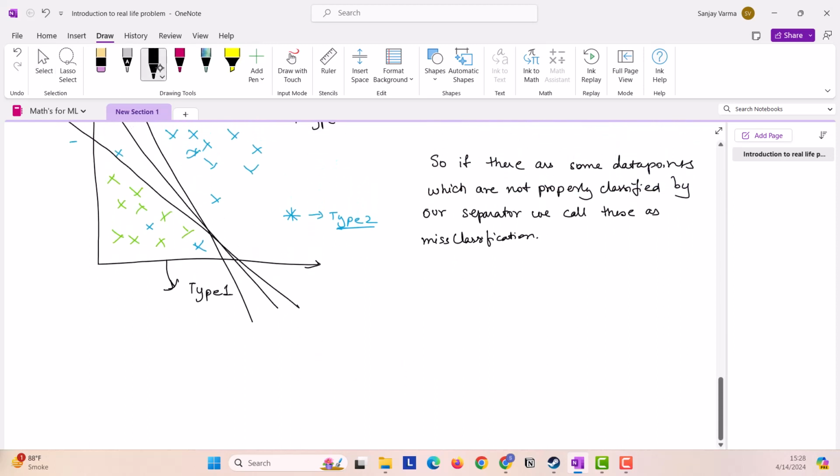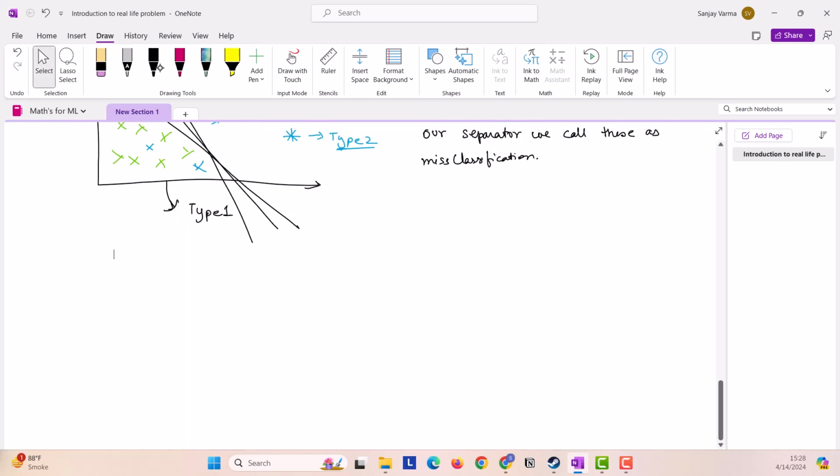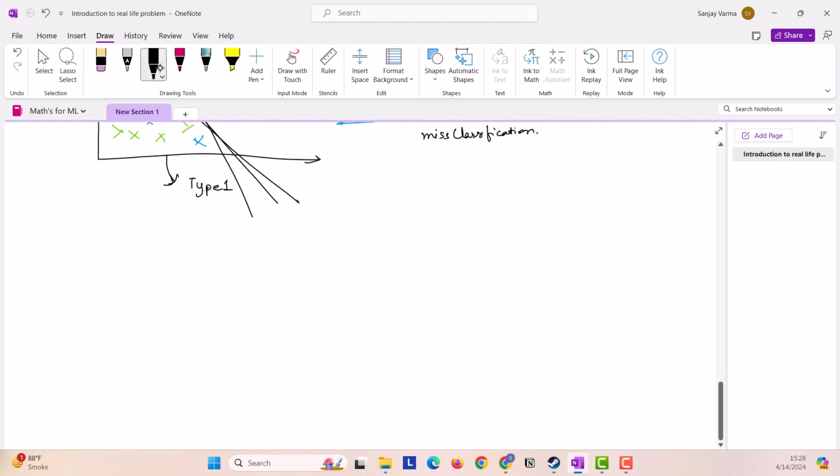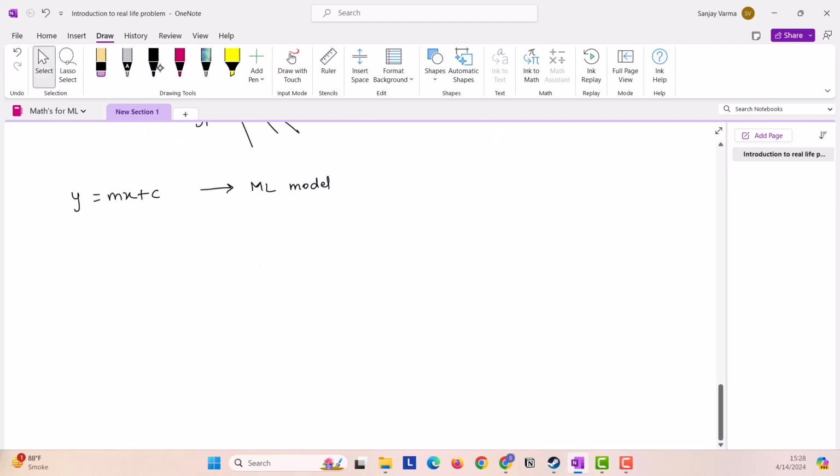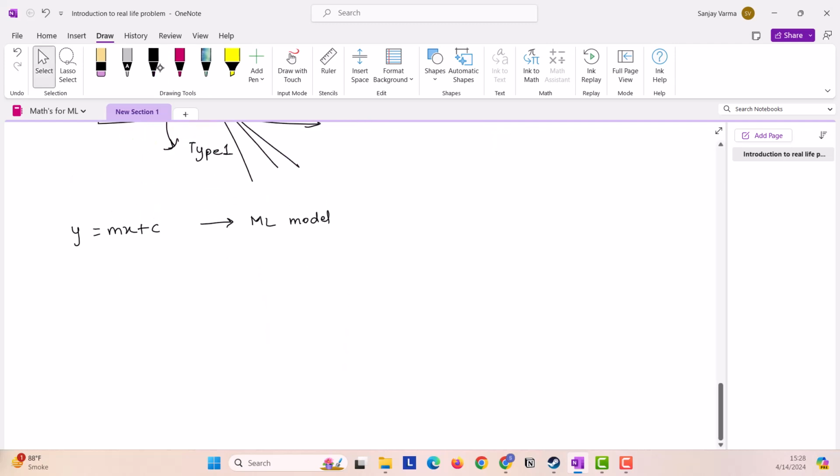Let's first explore what the equation of the line is. The line can be represented as mx plus c, if you remember from your lower classes, and this is what we call an ML model. So this is our simple ML model. Let's understand this more with a simple example.